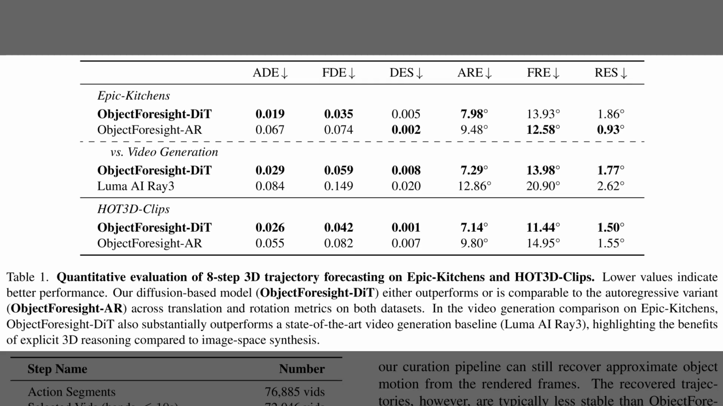Okay, while the previous table established the dataset size, Table 1 reports the actual forecasting accuracy across 2 benchmarks. The top section focuses on the Epic Kitchens dataset, where the diffusion-based ObjectForesight DIT achieves an average displacement error of 0.019, beating the autoregressive baseline significantly. Moving to the middle section, the comparison against Luma AI Ray 3 is even more stark. The diffusion model maintains low error rates, whereas the video generator lags behind with an error of 0.084, proving that explicit 3D modeling works better than pixel synthesis.